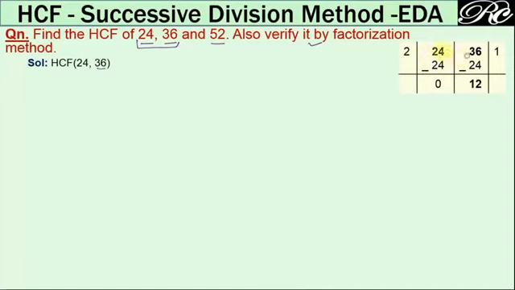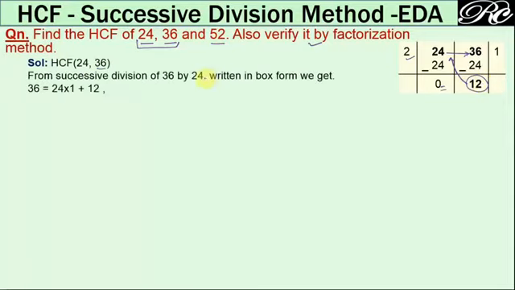So 24, 36, the quotient will be 1, remainder is 12. Now this 12 will divide this 24. We are getting the quotient 2. Now the remainder is becoming 0. So here this 12 will be the HCF. This can be written stepwise also. So 36 is 24 into 1 plus 12. Now 24 is 12 into 1 plus 0. So here the HCF is 12. So this was the HCF for 24 and 36 only.